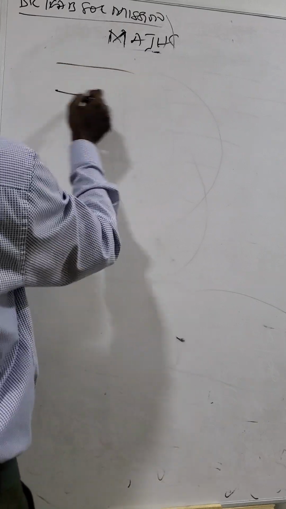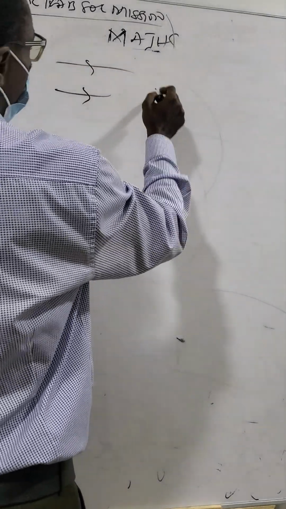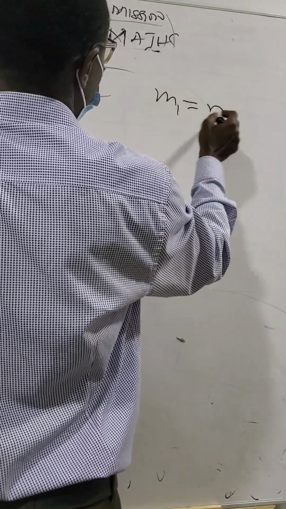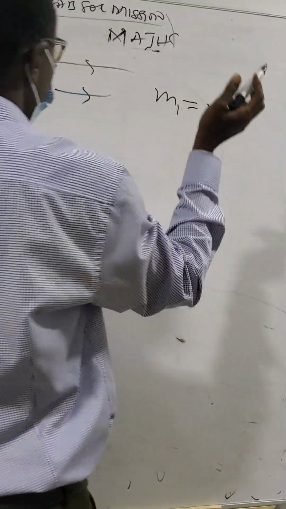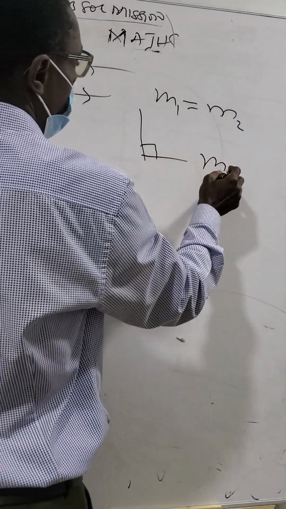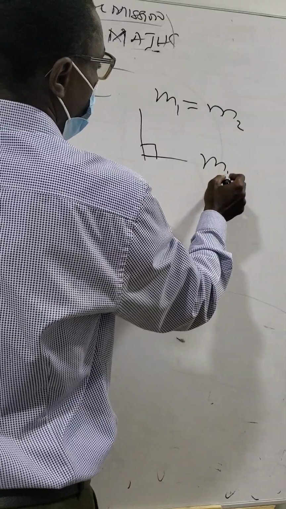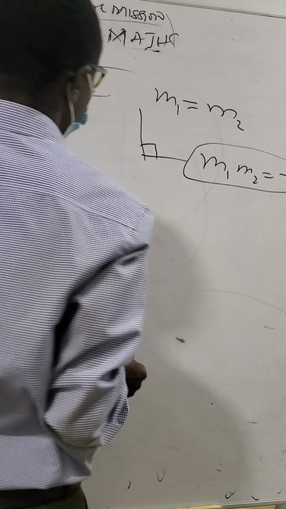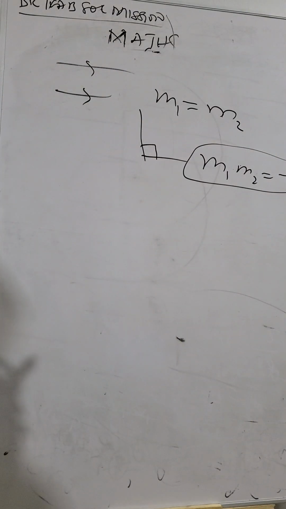So you said if two lines are parallel, then m is equal to m1 is equal to m2. Their gradient will be the same. If they are 90 degrees, then m1 times m2 is equal to minus 1. Remember this, okay? Then that one can use to work out other things.